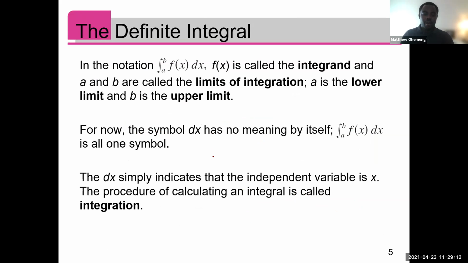Okay. Now, for this notation, this f of x is called the integrand. And then a and b, which are here, are called the limits of integration. A is the lower limit, and b is the upper limit. So just note these. From now on, I'll be using these terms, and you should know what I'm referring to. Now, this dx has no meaning in itself, but it tells you which independent variable we are dealing with, as I told you earlier on. Now, the procedure of calculating this integral is called integration. Anybody needs time here? Any questions?